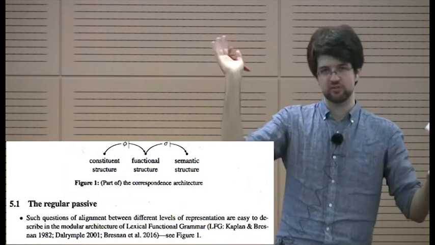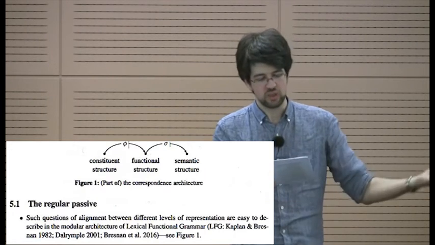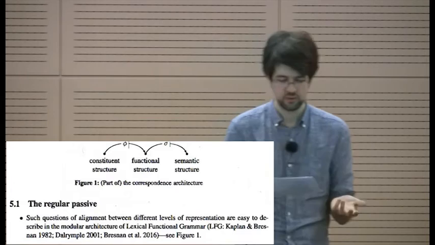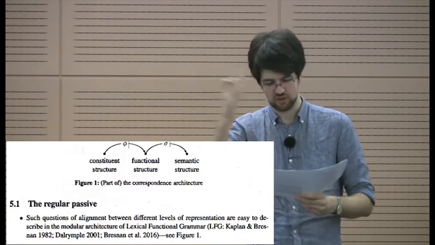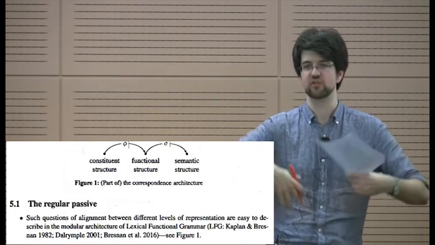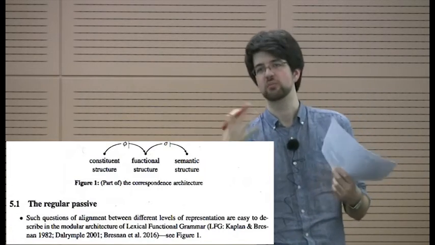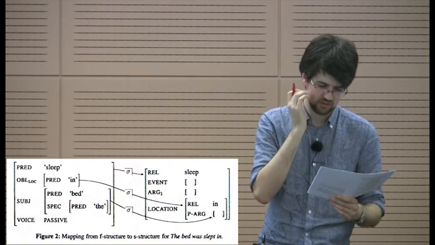Over the years, there's been all sorts of other structures added and proposed. One of the more venerable ones is the S structure, the semantic structure, which has changed shape various times over the years. But I'm taking a modern version of it, where it's seen as a connected attribute value matrix that describes semantic relations. So figure two gives you a little example of this.